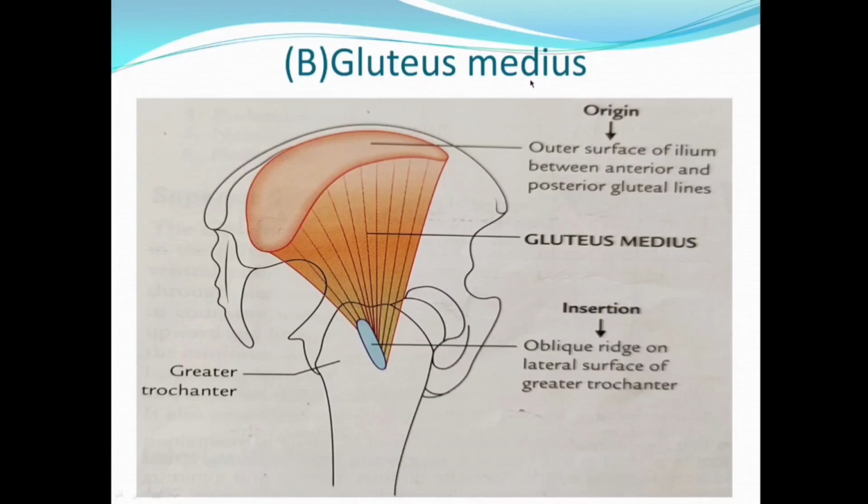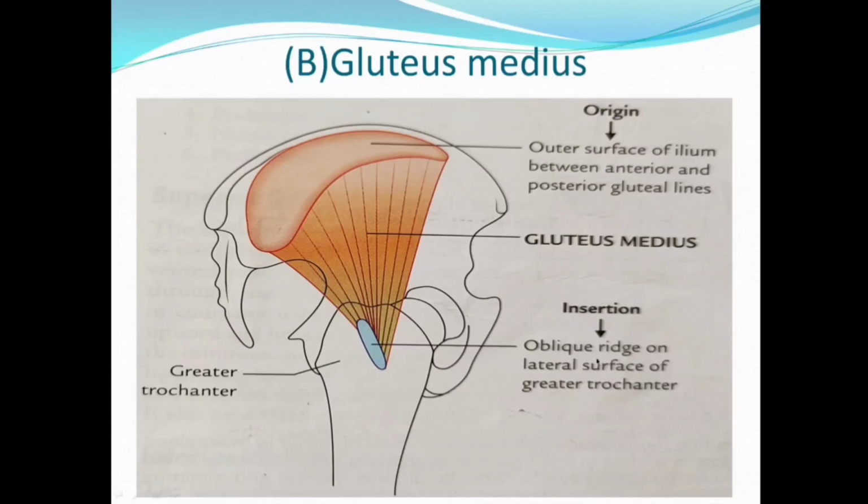Next we will talk about the gluteus medius. Its origin arises from the outer surface of the ilium, that is the gluteal surface of the ilium, between the anterior and posterior gluteal line. As I had already said, the gluteal surface has three lines: anterior, posterior and inferior. So it arises in between the anterior and the posterior gluteal line.